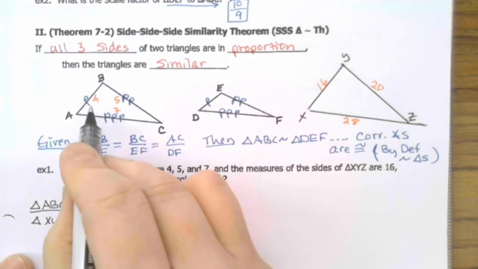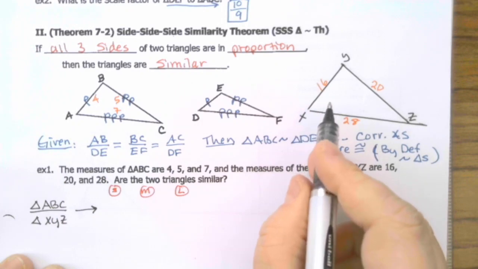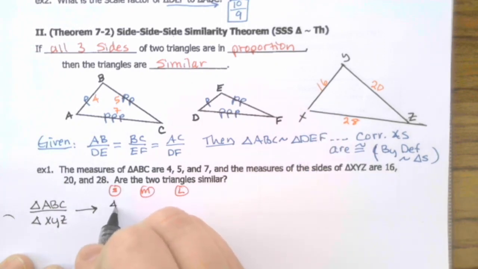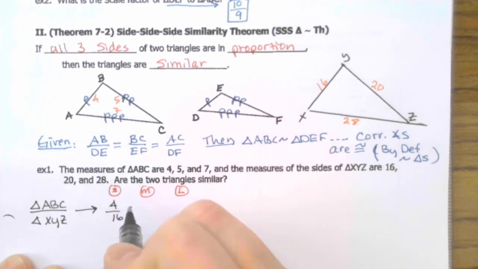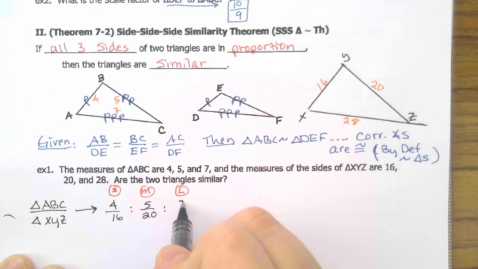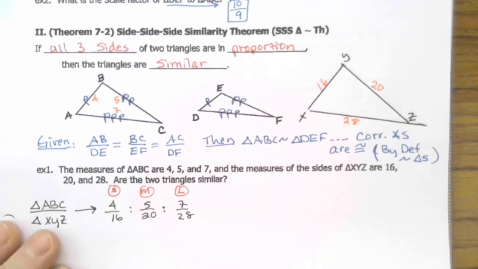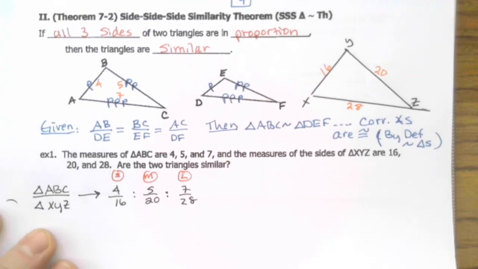The smallest side on the first one is 4. The smallest side in the second one is 16, so 4 over 16. Medium sides are 5 and 20. Large sides are 7 and 28. Notice I'm not putting equal signs because we don't know if they're equal yet. We want to reduce these and see what we come up with.